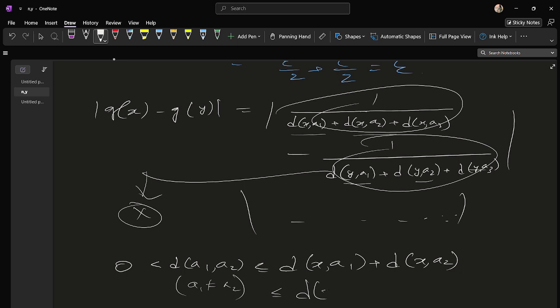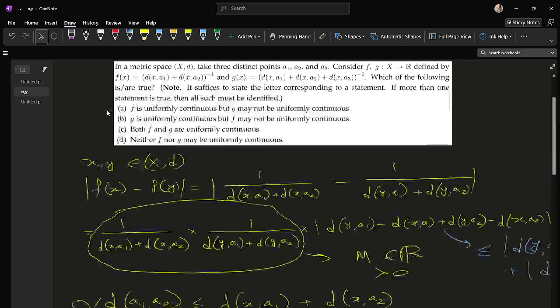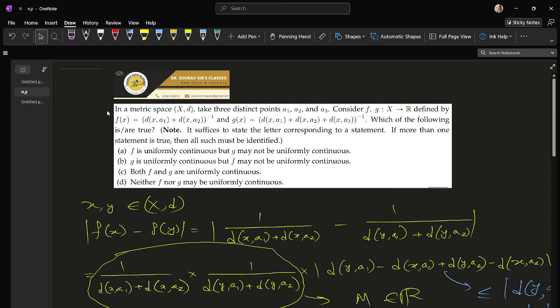And again, if we add some positive thing with this, then the inequality will not be hampered. So we can use this thing. After that, the same logical argument will occur. So our answer is that f and g are both uniformly continuous. So option C is the correct answer to this question.